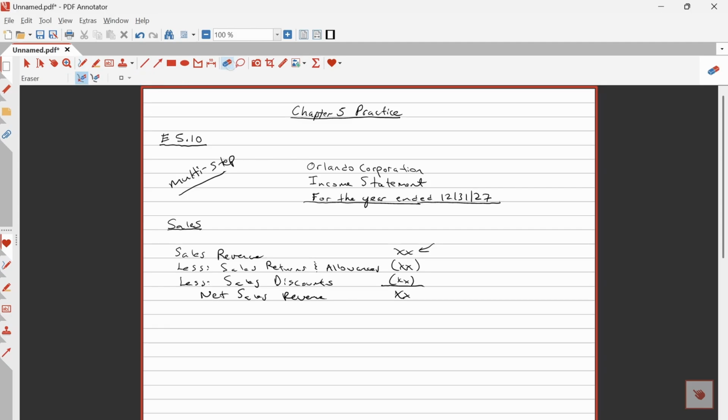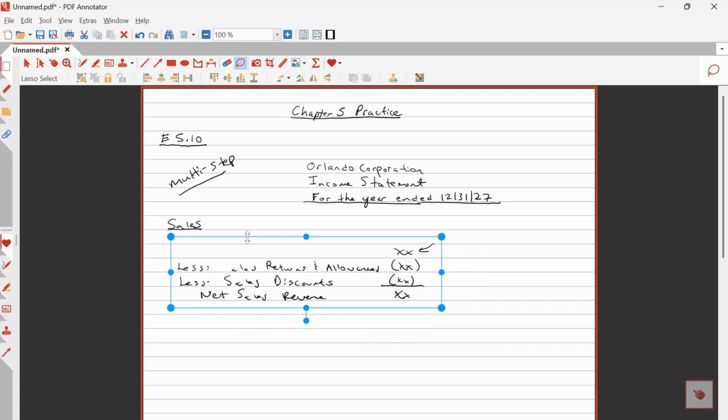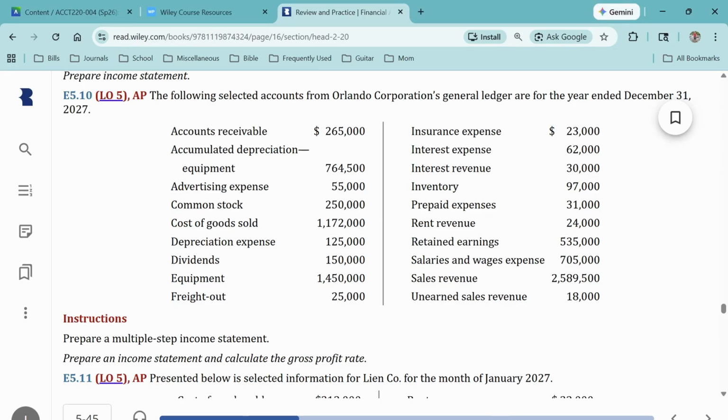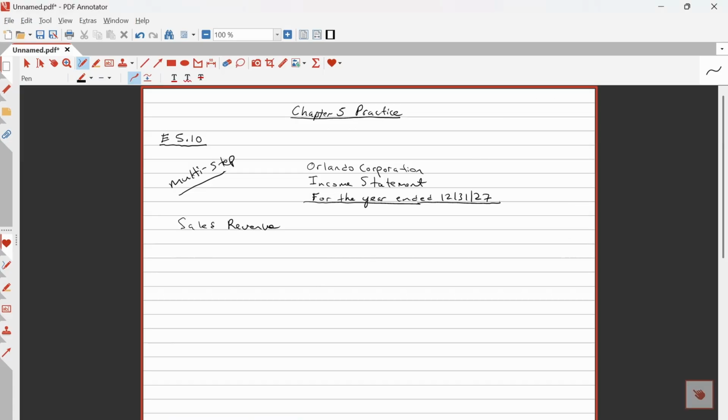So in this problem, we only have sales revenue. If you only have sales revenue, then you don't have to make a section called sales. You don't have a separate heading called sales. You just say sales revenue here. But if you have sales returns and allowances and sales discounts, you need to have a heading sales. So look, sales revenue, 2,589,500.